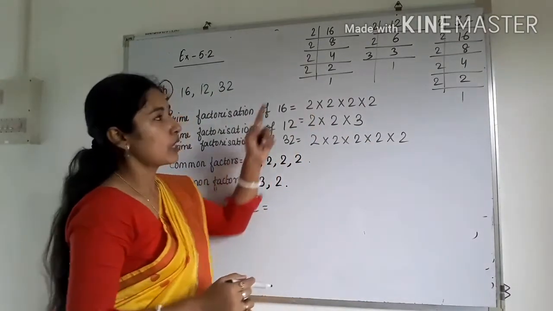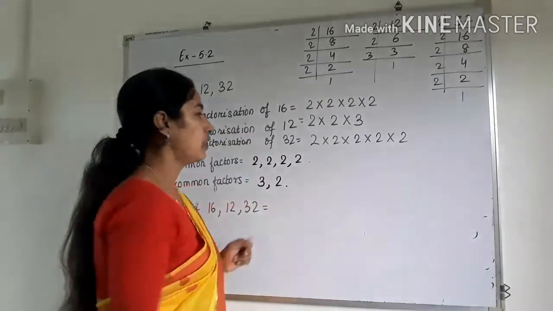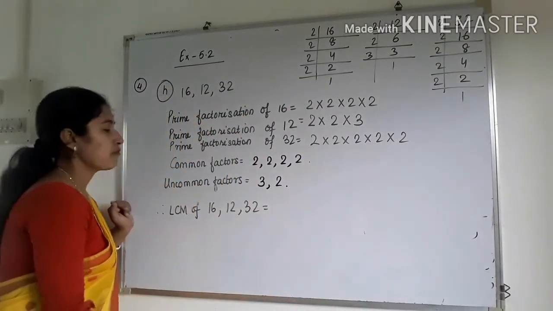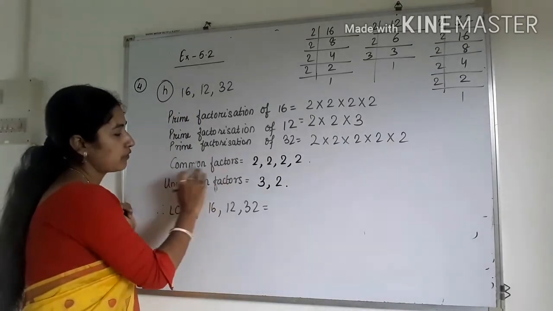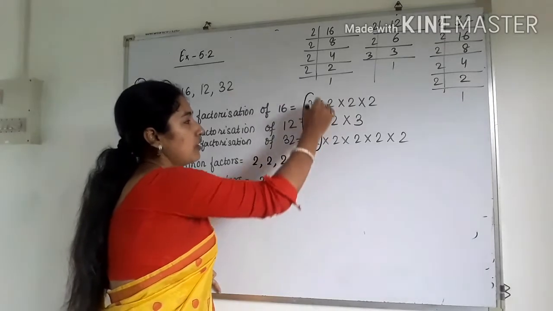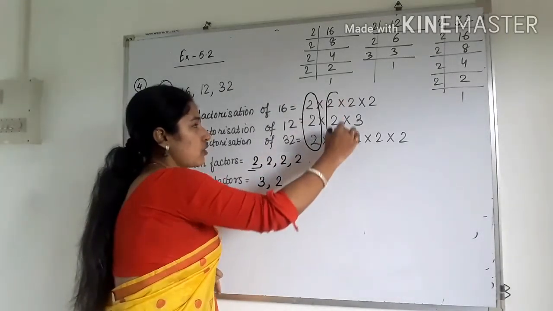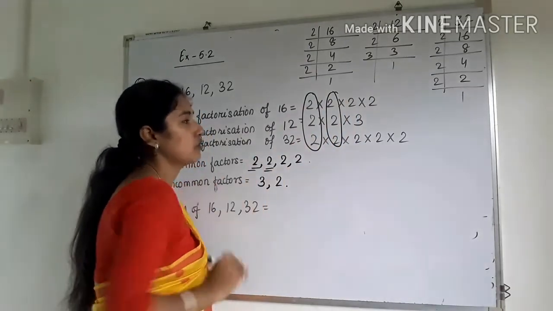Next for 32 again I have done. So total number of 2 is 5. So I have written all the prime factorizations. Now first we have to write the common factors. So see what is common. So this is common, okay. So 2, 1 2 for this. Next another 2 is common, okay. So we have to write this one.